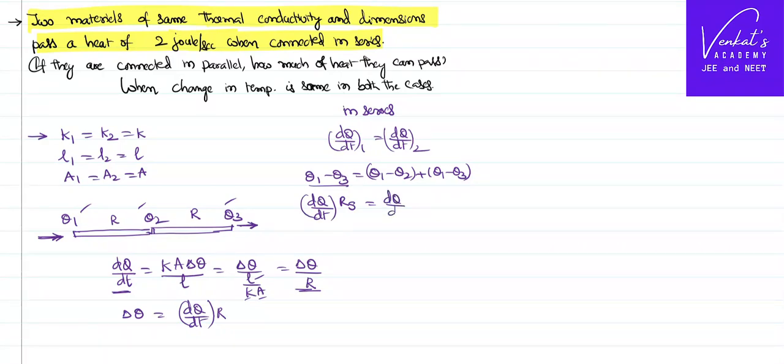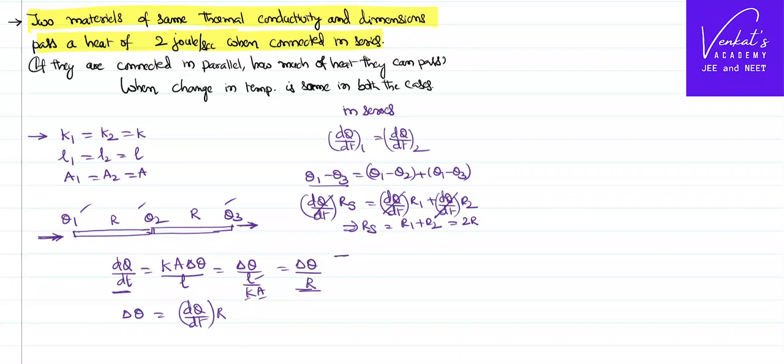In the first case, dq by dt of r1. In the second case, dq by dt of r2. As I told you, in series, dq by dt is same, that can be cancelled. That implies r series equal to r1 plus r2. In our case, r plus r, that is equal to 2r.